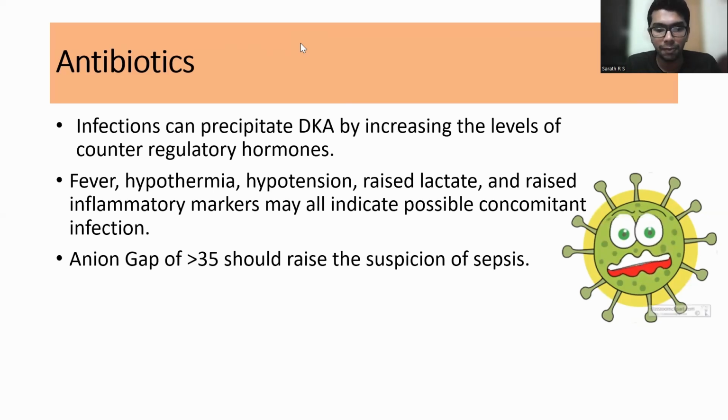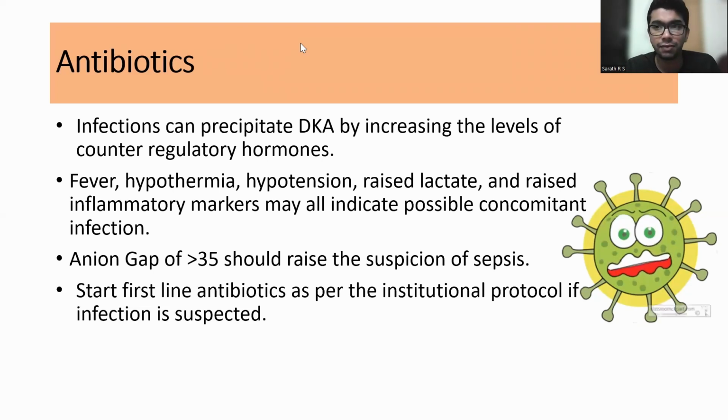So the anion gap will be in the range of 20 to 25. If it is more than 35, you have to suspect that some other factor is causing that high anion gap, which is usually a septic shock. So if the anion gap is more than 35, always consider sepsis. You can start first-line antibiotics if you're suspecting infection. The choice of antibiotic depends on the institutional policy and institutional guidelines.